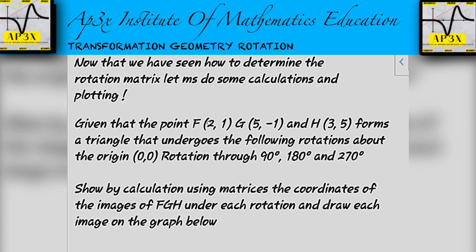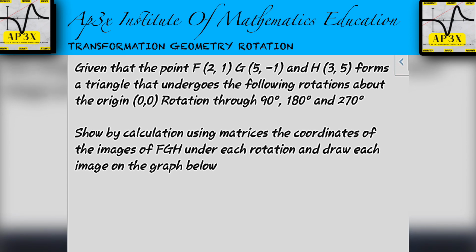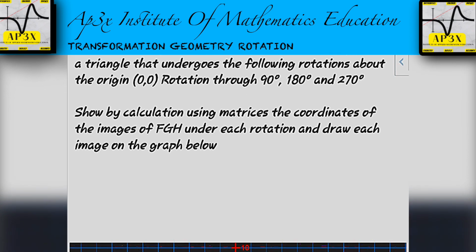Given that the point F is (2, 1), the point G is (5, -1), and H is (3, 5), which forms a triangle that undergoes rotations about the origin (0, 0), rotation through 90, rotation through 180, and 270. The question is, show by calculation using matrices the coordinates of the image FGH under the rotations and draw each image on the graph below. All right, that's the question.